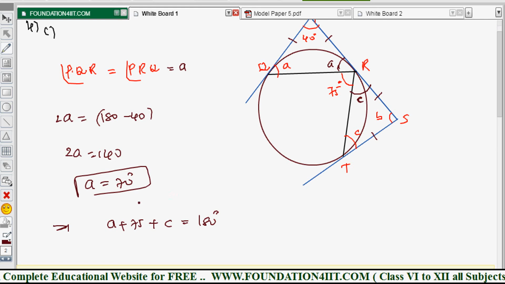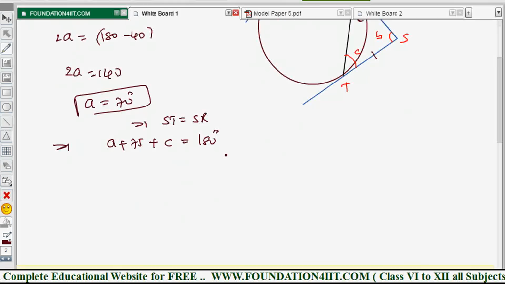This also, because ST is equal to SR. Now let me substitute the A value 70 in this and we'll find the C value. A is 70 plus 75 plus C is equal to 180. Then from this, 180 minus 70 and 75, which is 145. So C is equal to 35 degrees.